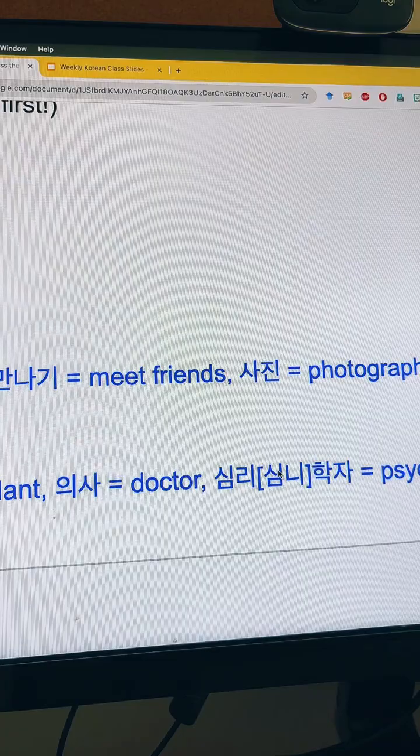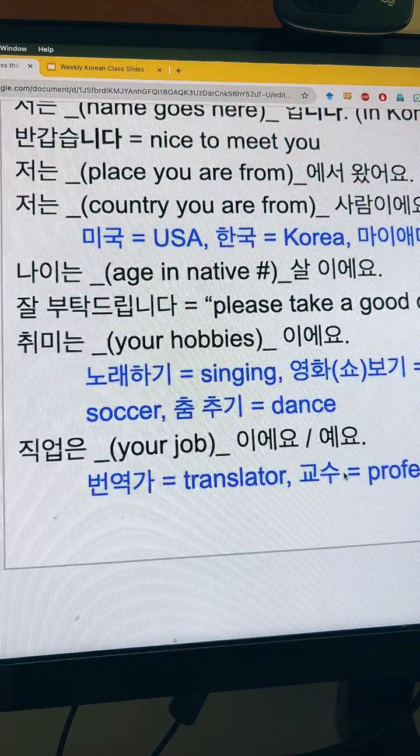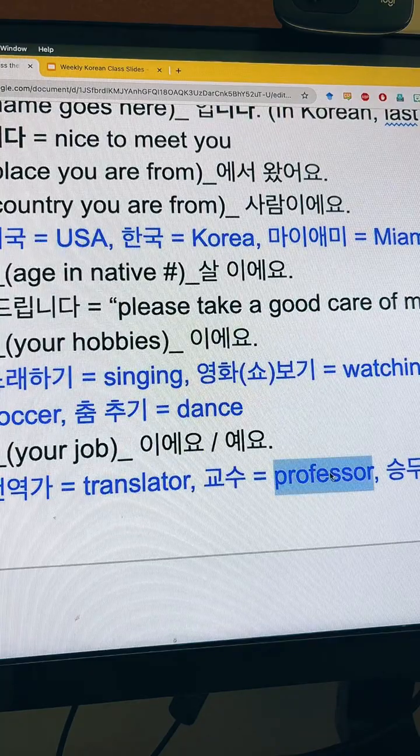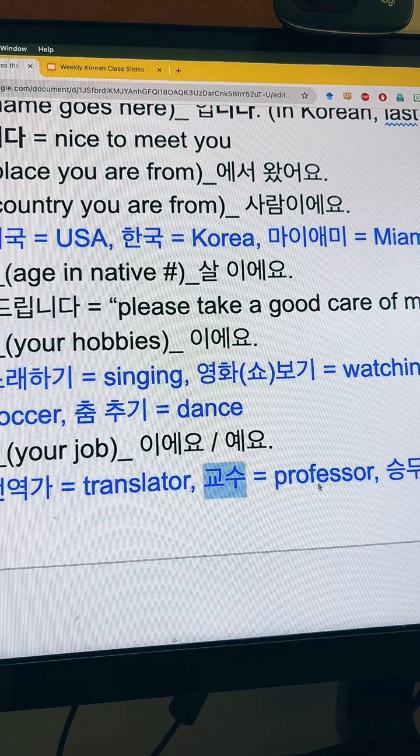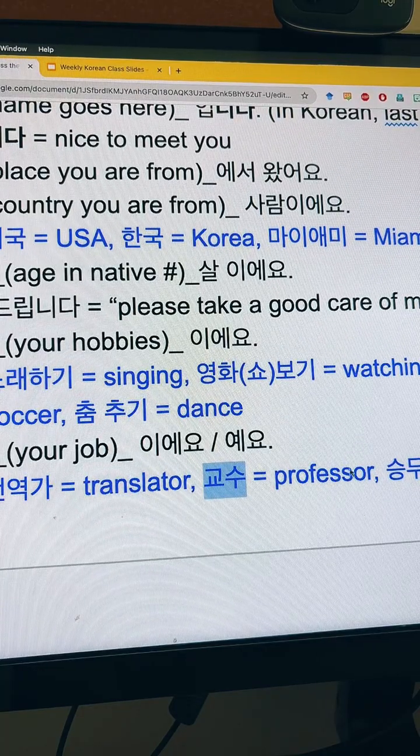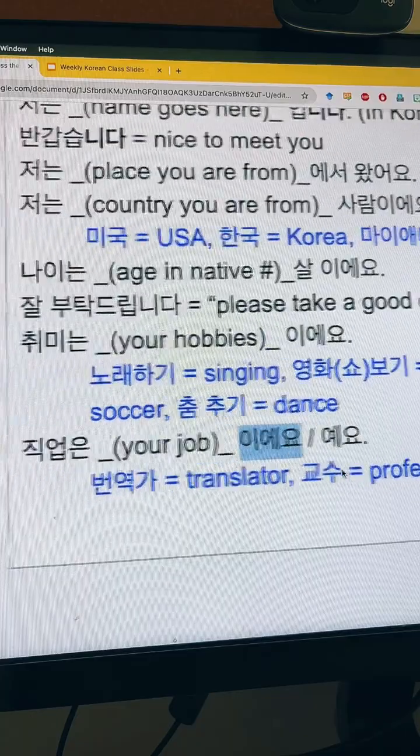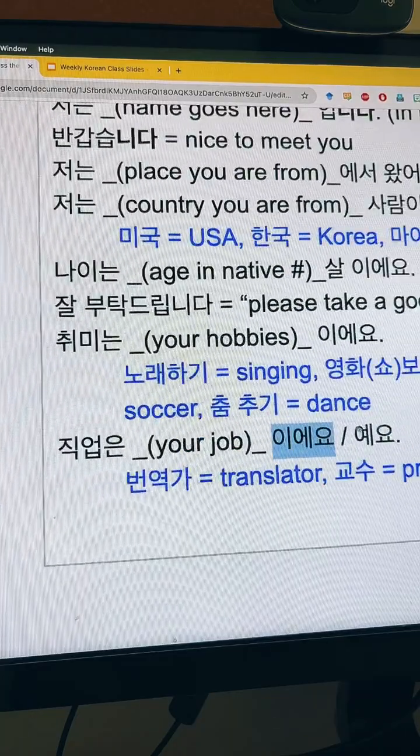Okay, is there a specific difference between 교수 and 선생님? Yeah, sure. 교수 means professor, 선생님 means teacher. So 교수 is a type of 선생님, right? But to be specific, usually 교수 you teach at a college, 대학교. So 교수예요 or 선생님이에요. Okay? So that's how you would say like your 직업.